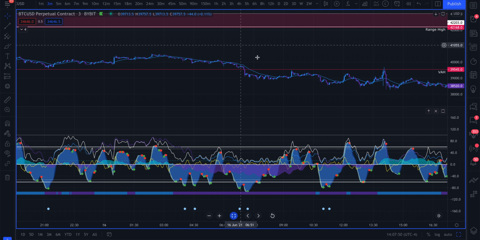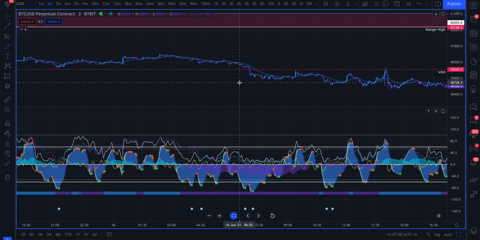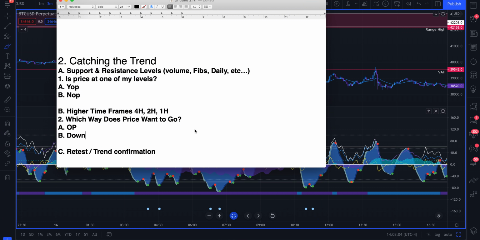So we know we can short this level, even though it's a support, and even though it's the middle of the move. We can still short this in the middle of the move, okay? There's a few different ways now. These are our first two confirmations. Now we come to our third confirmation, which is a retest or a trend confirmation.